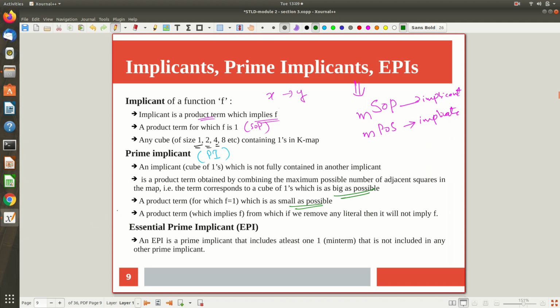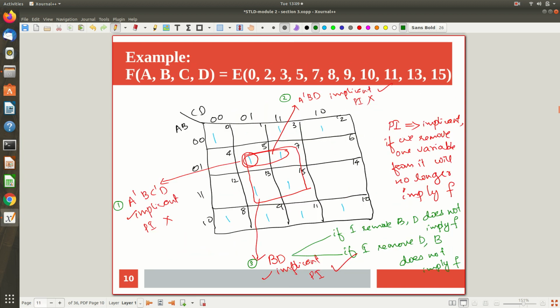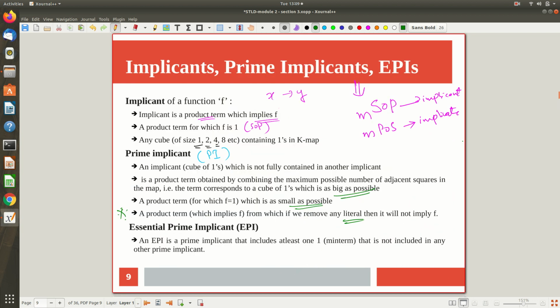The last definition is what I gave you: a product term which implies f, from which if you remove any literal, it no longer implies f. Literal is the correct term, because if I use the term literal, that indicates both a variable and its complement, right? So if I remove any one literal from that particular product term, it will no longer imply f. That is the last definition I gave. Fine, so that is about the prime implicant.